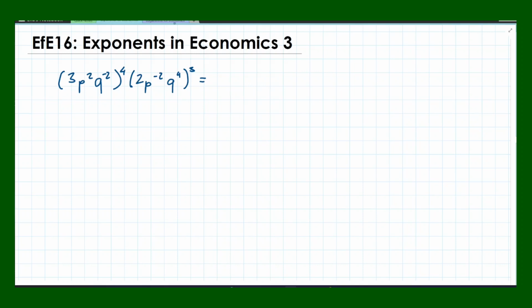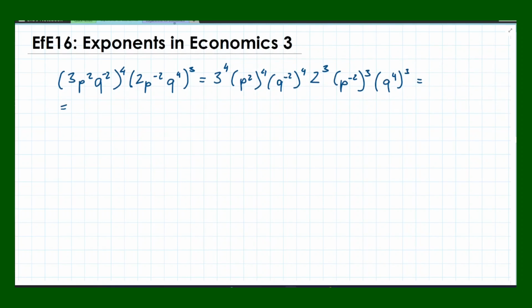So I can do 3 to the 4, and then I can do p squared to the 4, and then I can do q to the negative 2 to the 4. Then carry on, I can do 2 cubed, and then I can do p to the negative 2 cubed, and q to the 4 cubed. Okay, now I have got individual powers to the power, which means I'm going to have to multiply those exponents together.